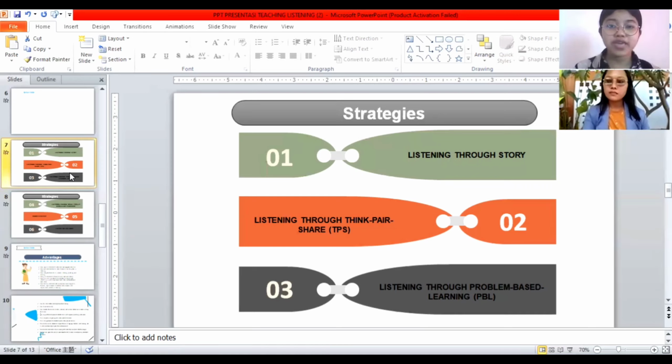Okay, the third one, I would like to explain about listening through problem-based learning, or usually we call it the PBL strategy. The PBL strategy is a student-centered teaching and learning strategy based on real and complex problems in various contexts. The teacher's role in this strategy is a facilitator whose job is to provide assistance to students. There are some procedures for implementing this strategy.